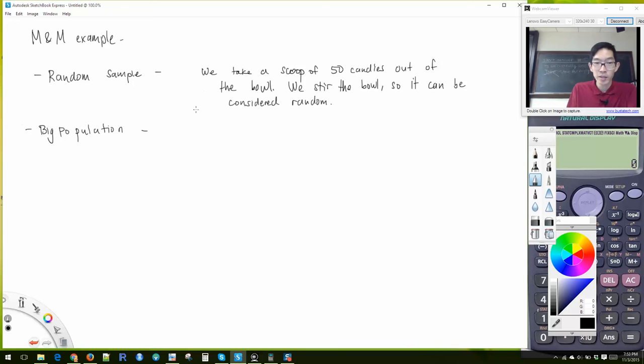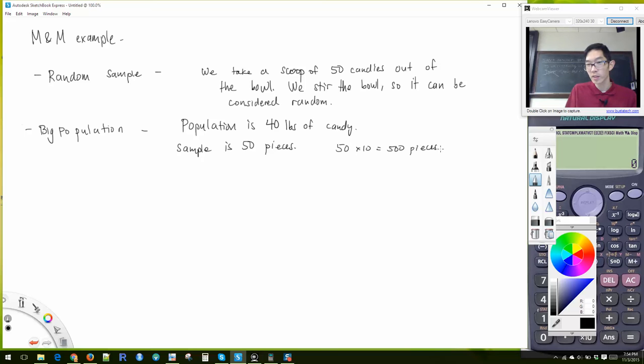So population is 40 pounds of candy, I don't remember what I said. My sample is 50 pieces. So 50 pieces times 10 would be equal to 500 pieces, and 40 pounds of candy is more than 500 pieces, right?